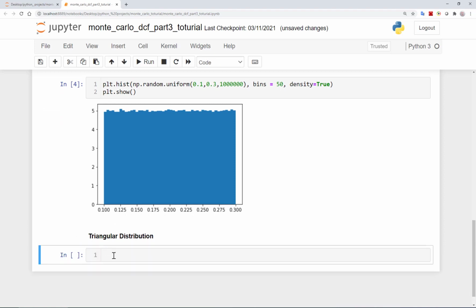As the name stands, it looks like a triangle. Let's generate 1 million numbers from this distribution as well and plot them. We use triangular from NumPy and then pass the parameters. The parameters are the lower bound, the peak or the mode, and the upper bound.